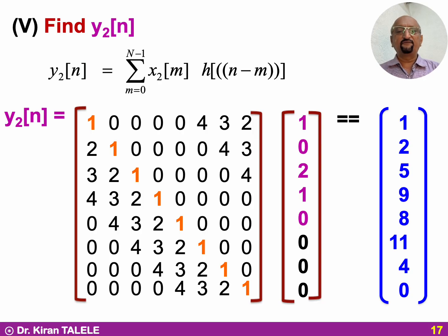Similarly, we will find y2 of n using the circular convolution formula. I repeat again, we are doing this manual method, and therefore the time domain formula method is selected. When we do it practically, we have to use the FFT algorithm. From a manual calculation point of view, the FFT algorithm will be very tedious.